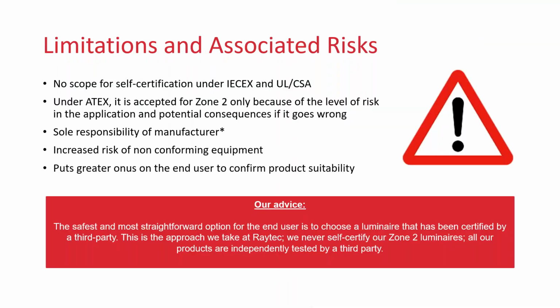Now, there are limitations and associated risks with self-certification. There is no scope whatsoever for Zone 1 products to be self-certified. These must be certified by a notified body and have QAN and QA certifications. This exists under IECEx and North American standards UL and CSA. Under ATEX, it is accepted for Zone 2 only because of the level of risk in the application and the potential consequences if it goes wrong. So for Zone 2 products, there is no involvement by a notified body. All manufacturers declare conformity to the relevant standards when placing product on the market.